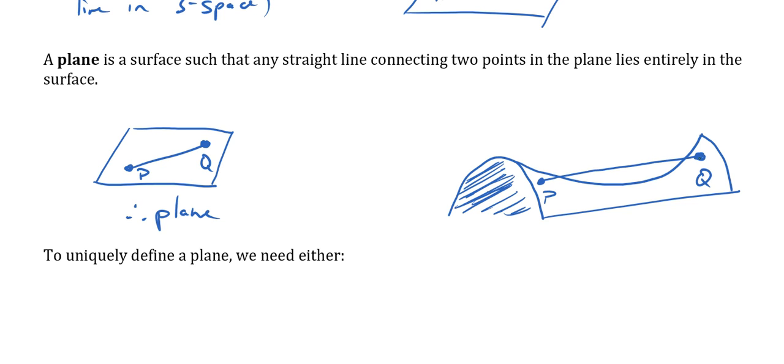Does that make sense? Oh, this is why this looks kind of strange, because this should have an extra sort of line like that. Then it looks a little bit more like a curved plane. But doesn't matter. Okay.